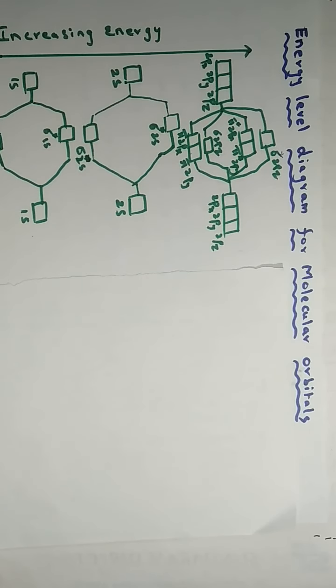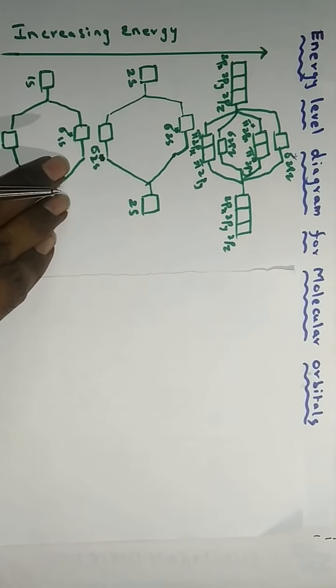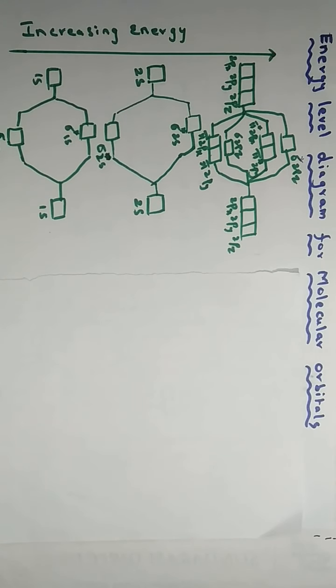Hello students, today we are going to see the energy level diagram for molecular orbitals. For better understanding, please refer to my previous videos of molecular orbital theory part 1 and part 2, whose links are given in the description below. Now let us enter into the topic.